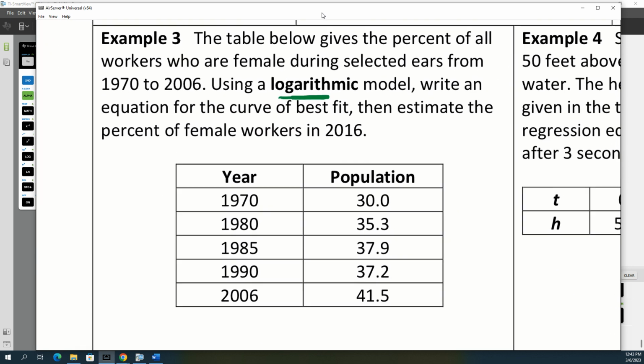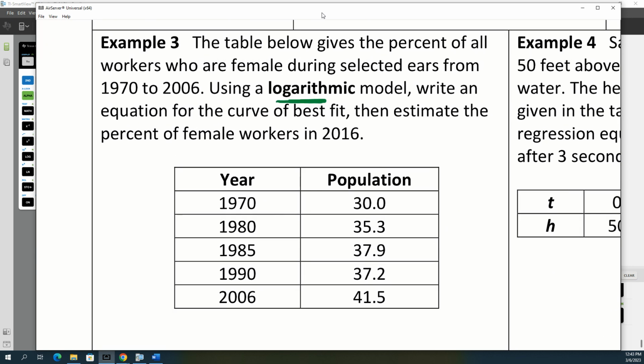So this model gives the percent of all workers who are female during the years 1970 to 2006. We're going to do a logarithmic model. So this is another case where we cannot put in 1970, 1980. It will just overload the calculator. So we're going to do 70, 80, 85, 90.